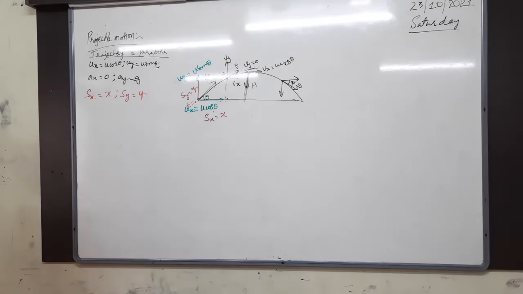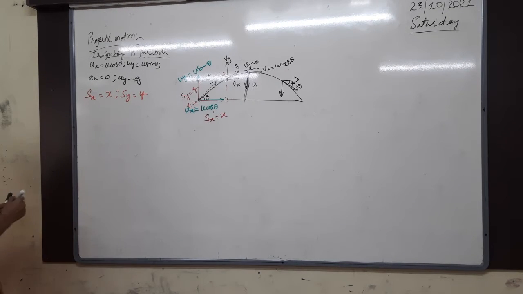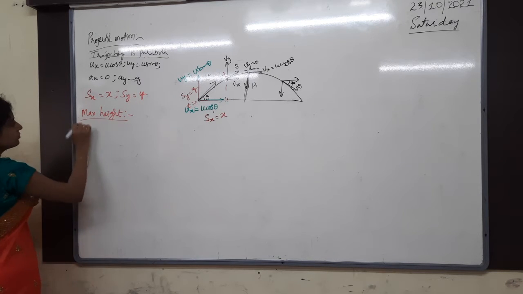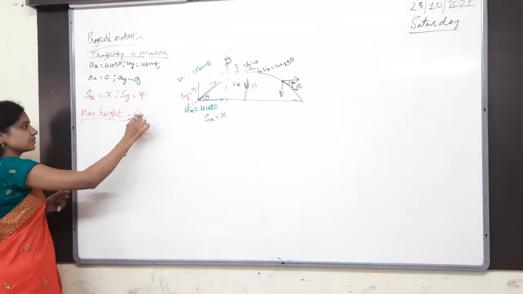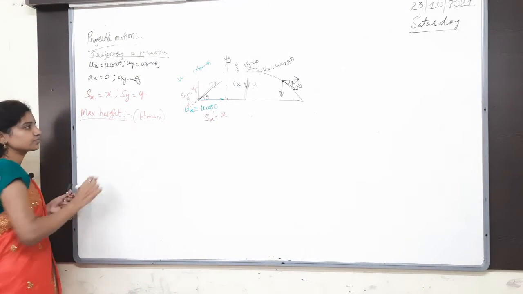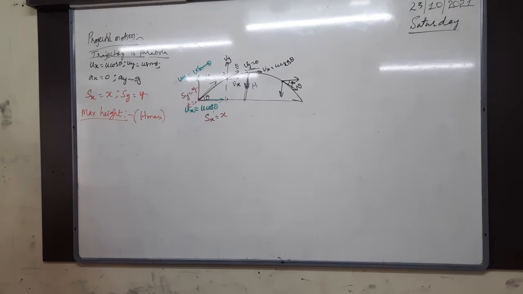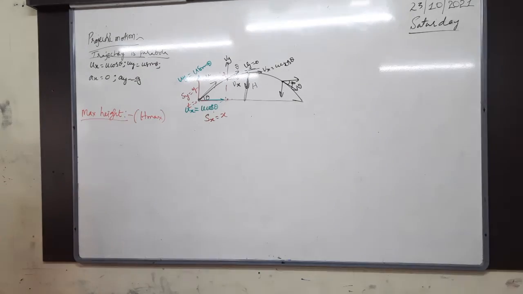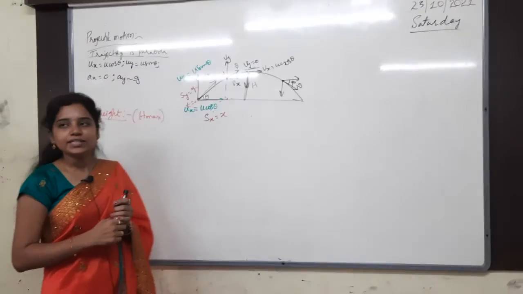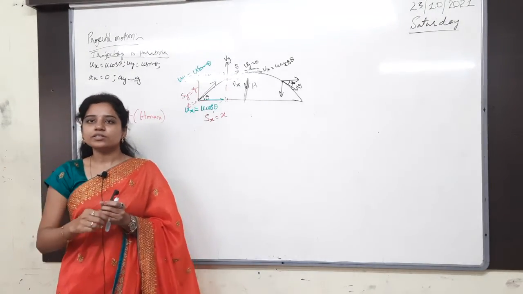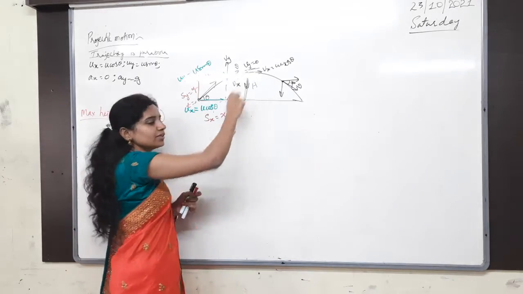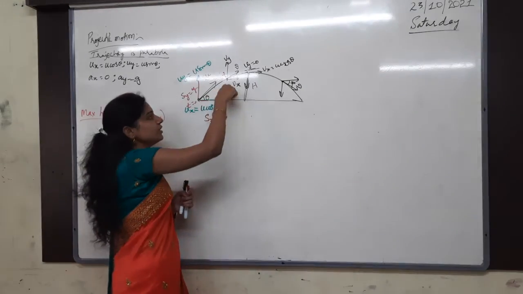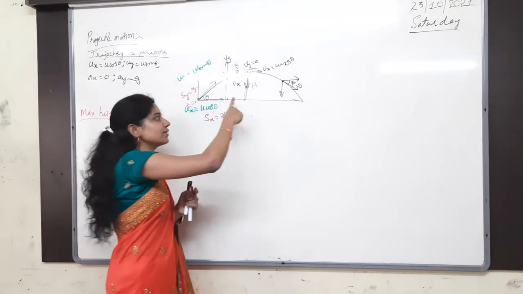Next is maximum height, H max. Now H maximum is nothing but the maximum vertical displacement of the body throughout the motion. Where is it maximum? At the middle only, na? So that vertical displacement we call maximum height. Everything is height only, from here to here. In that, which is maximum is nothing but exactly the middle part.